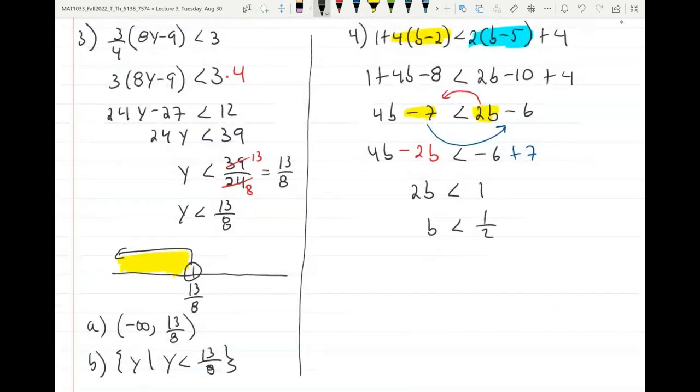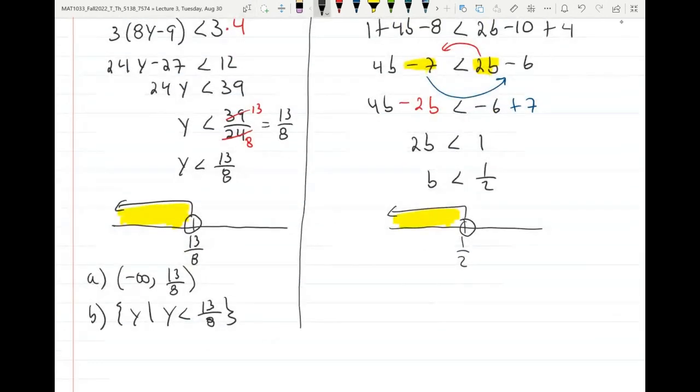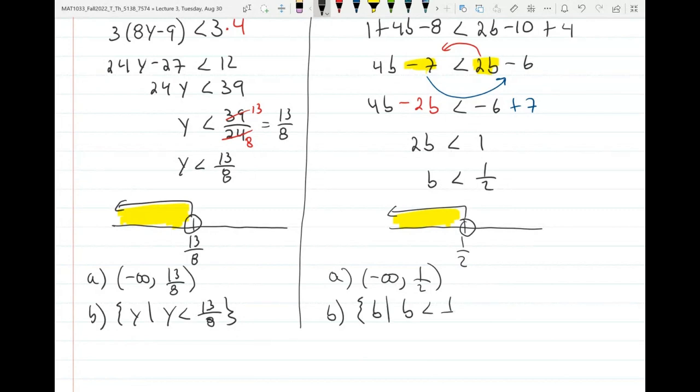And once you get here, you draw your picture. Here is 1/2, open circle. B is less than, so we go left. And then you write the answer in however form the problem asks you. In this case, we need to do interval notation. And we also need to do separator notation. Questions?